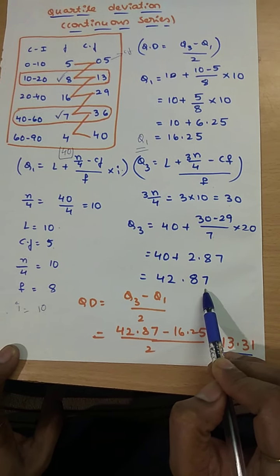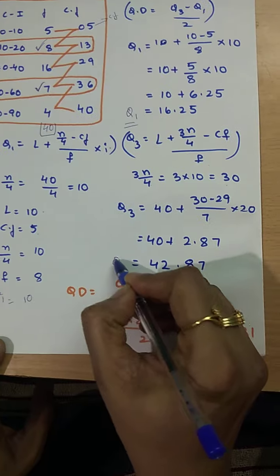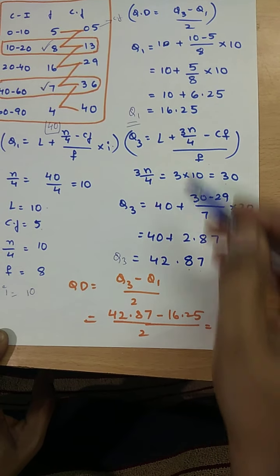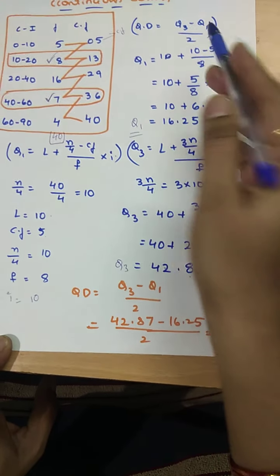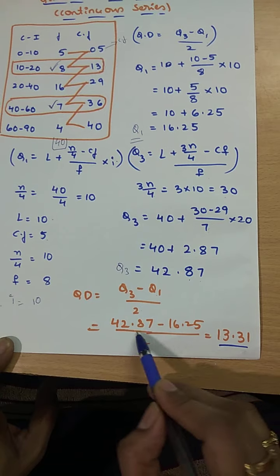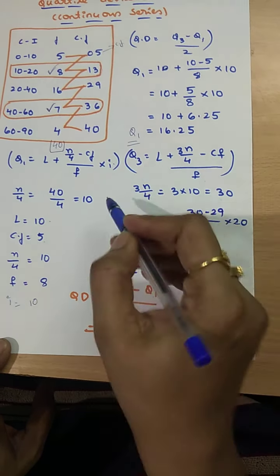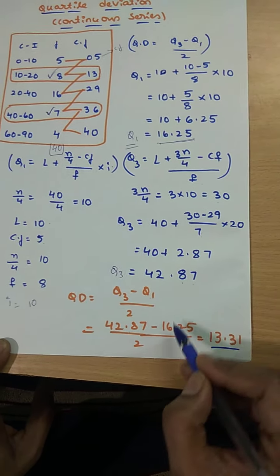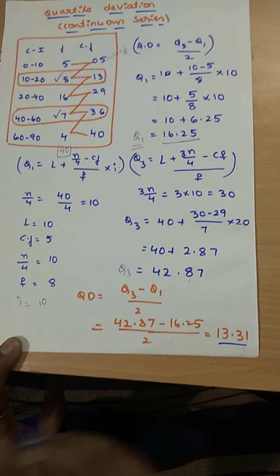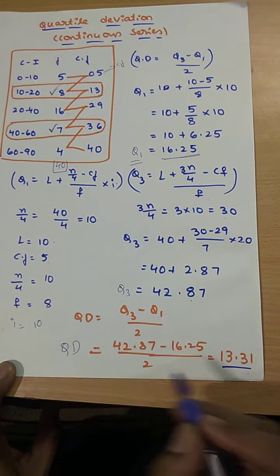So now we found the Q3 value also. We found Q3 and Q1. So substitute these values in the quartile deviation formula: Q3 minus Q1 divided by 2. 42.87 minus 16.25 divided by 2 is equal to 13.31. The quartile deviation of the problem is 13.31.